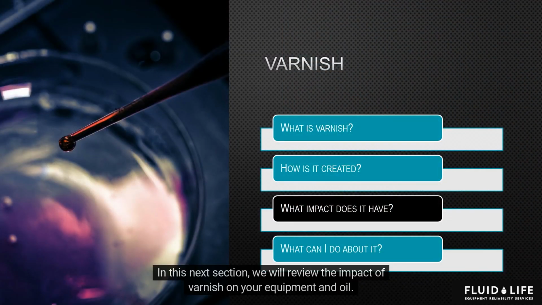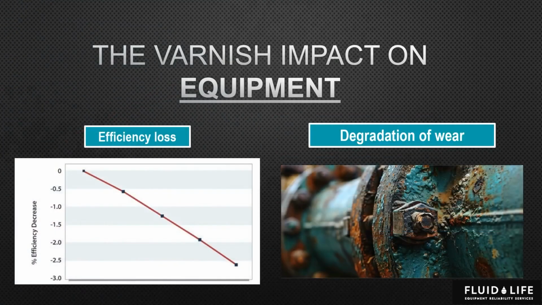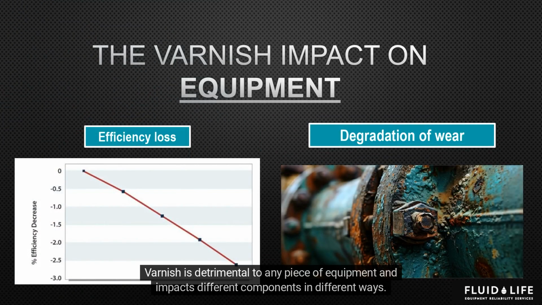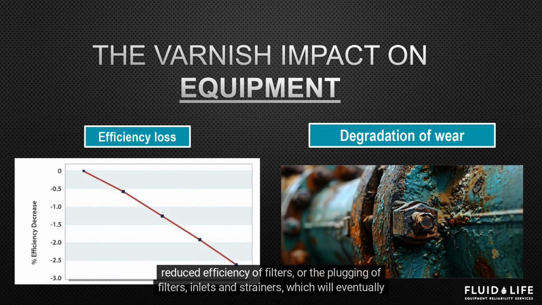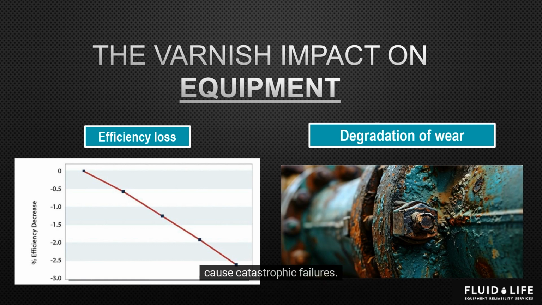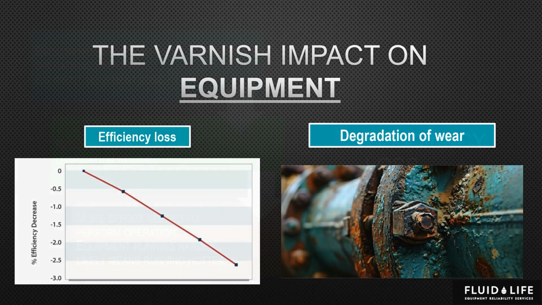In this next section, we will review the impact of varnish on your equipment and oil. Varnish is detrimental to any piece of equipment and impacts different components in different ways. The inevitable outcome is lower efficiency from your equipment, accelerated degradation of components, reduced efficiency of filters, or the plugging of filters' inlets and strainers, which will eventually cause catastrophic failures.